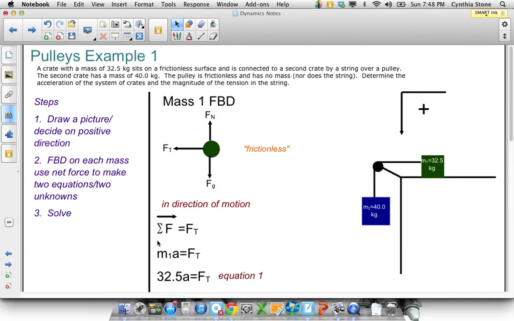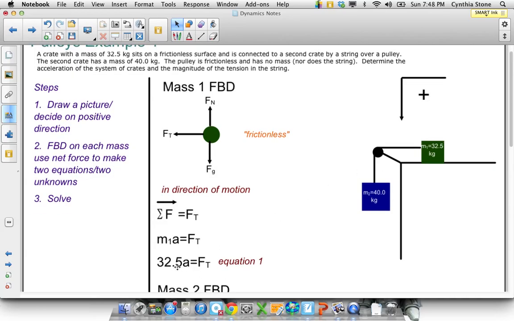So my net force on this one is just equal to the tension, right? Well, the net force on this mass is its mass times acceleration, Newton's second law, and that's equal again to tension. We know the mass is 32.5 kilograms, so this gives us an equation: 32.5a, where a is acceleration, is equal to the tension. The problem with this equation is I don't know a and I don't know tension, right? So that's my first equation. I'm going to have to come up with a second equation, so I have 2 equations, 2 unknowns.